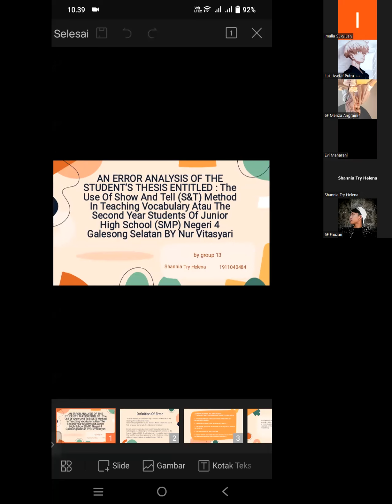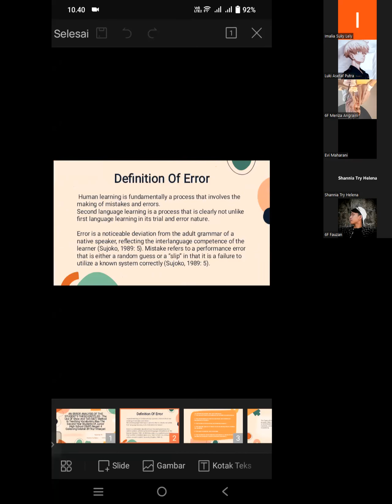Group 13. Here I'm presenting the student thesis error analysis entitled The Use of Show and Tell Method in Teaching Vocabulary at the second year students of Junior High School SMP Negeri 4 Galesong Selatan by Nur Vitasari. Well, for a short period of time, let's begin today's presentation.